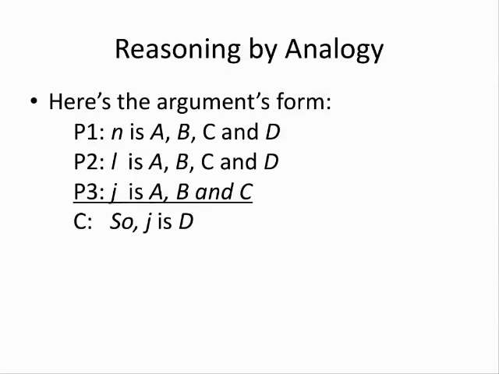Here's the form of the argument. Premise 1, N is A, B, C, and D. Premise 2, L is A, B, C, and D. Premise 3, J is A, B, and C. Conclusion, so J is D.